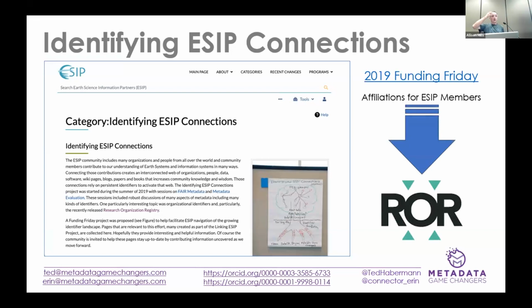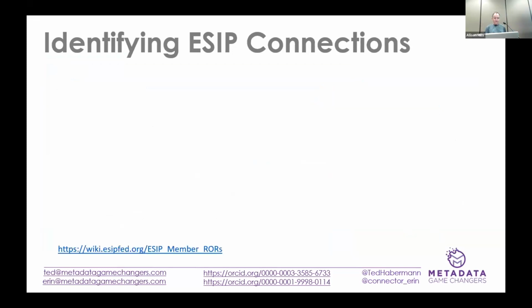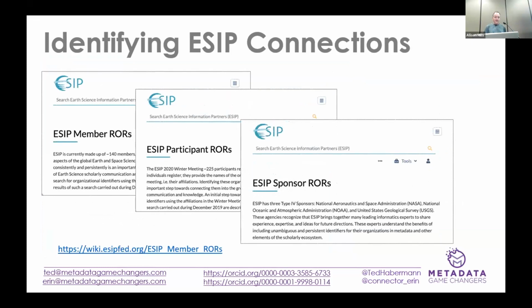And this is the typical approach that we use to find RORs from affiliation strings, and something I also did for Dryad with 20,000 data sets. We did this for ESIP, and there are 3 pages on the ESIP wiki that give lists of members of ESIP, participants in ESIP, and ESIP sponsors, and their RORs. So if you're interested, you can take a look at the ESIP wiki and find a ROR for yourself, your organization, and for other members of ESIP. And there's a link to that here.